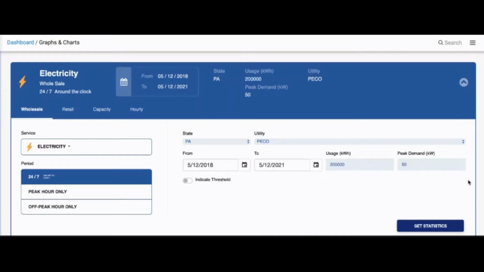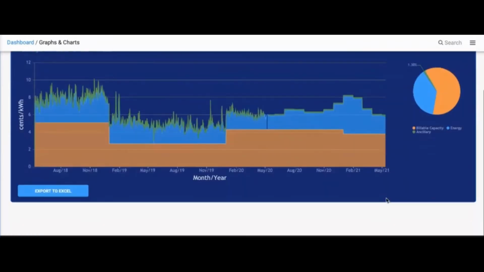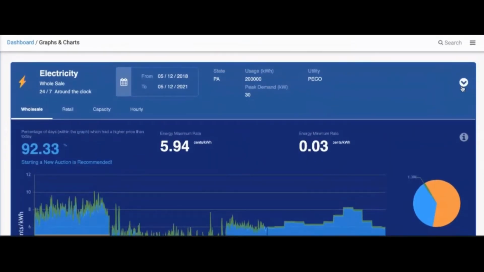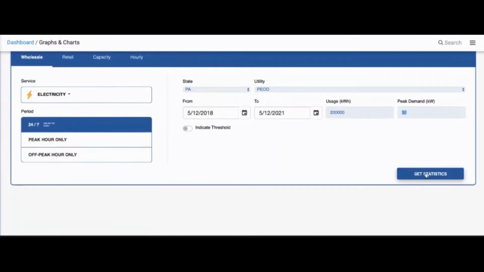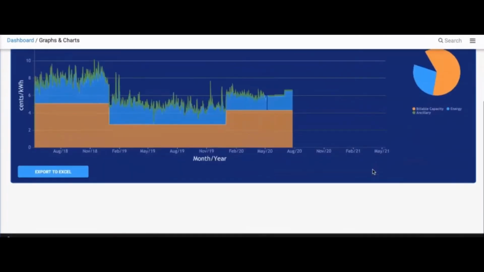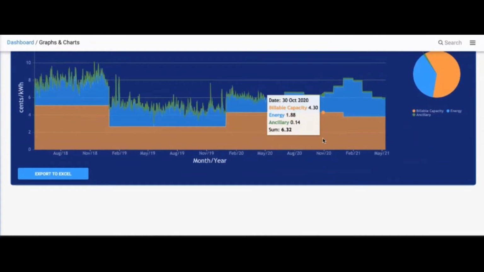If I keep the 200,000 kilowatt hours intact and reduce the kilowatts, I can see that the capacity cost moves significantly. It can go up and down by up to 2 cents from 30 kilowatts up to 50 kilowatts. You can practice with this. Just open this page, plug in a state, put in kilowatt hours and kilowatts, and move the kilowatts multiple times and hit get stat, and you would see the market chart change. The orange section is the billable capacity.